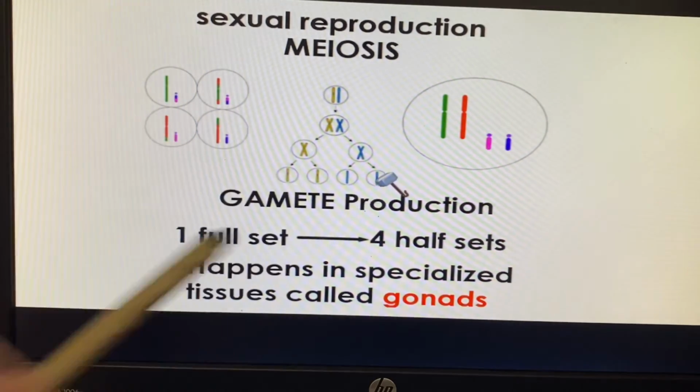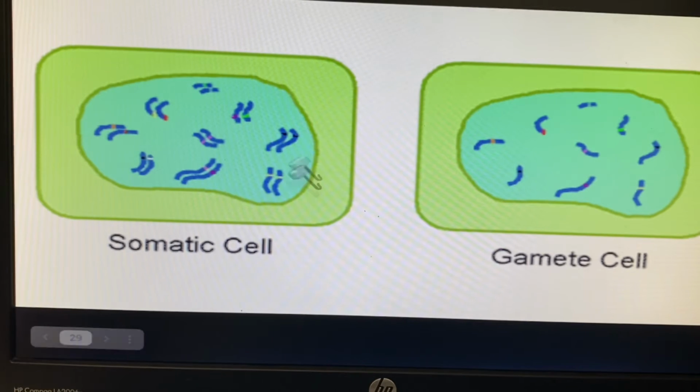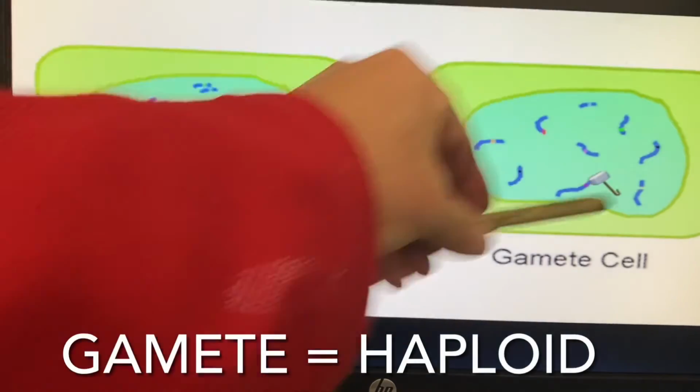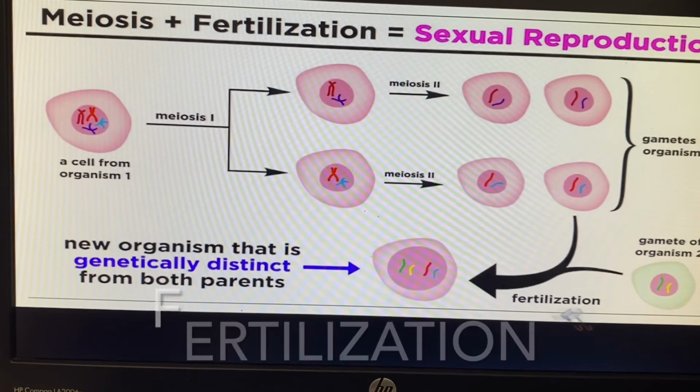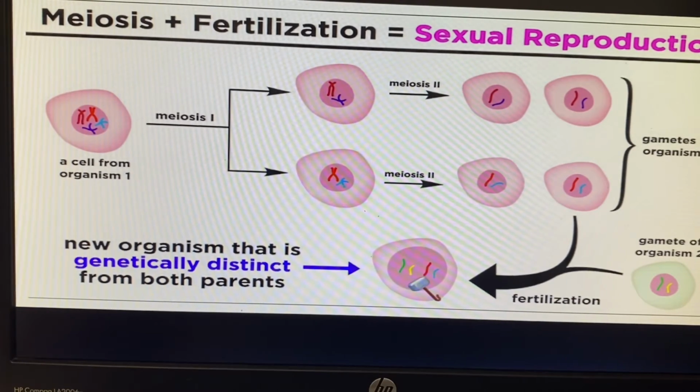These are called gametes. A regular cell, or somatic cell, is what we call diploid: two sets of chromosomes. Gamete cells only have one set. Meiosis is the process by which you copy once but split twice, and you wind up with four gametes. Then when you put two gametes together, we call that fertilization, and you get a zygote that has a different combination of genes than either of the two parents. That's sexual reproduction. That's you.